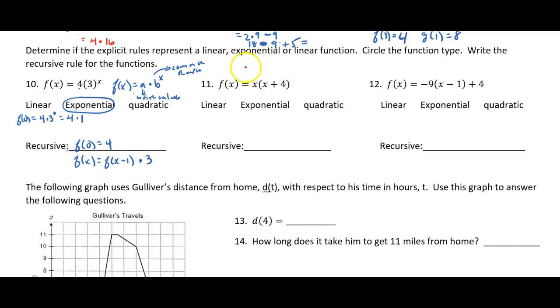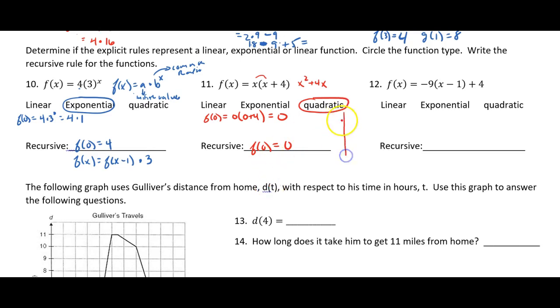Okay? So the next one, whenever I see x times x plus 4, it doesn't look linear and it doesn't look exponential, so it's probably going to be quadratic. So what do I do? I distribute. x times x is x squared plus 4x. Is that quadratic? Yes. So now I'm going to evaluate this function, say f of 0, which is going to give me 0 times 0 plus 4, which is just going to give me 0, because anything times 0 is 0. So f of 0 is equal to 0.